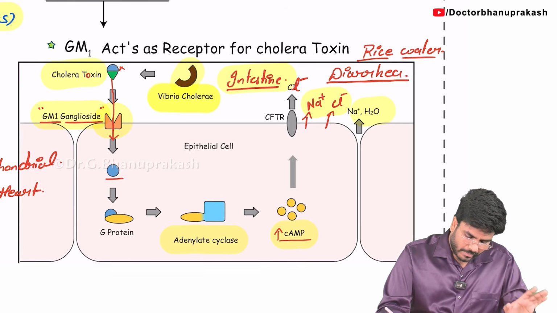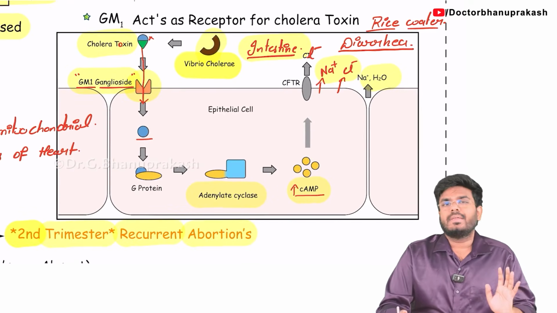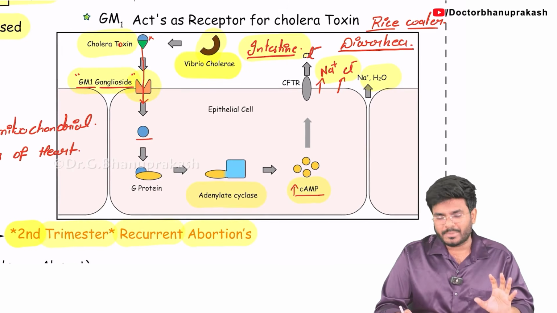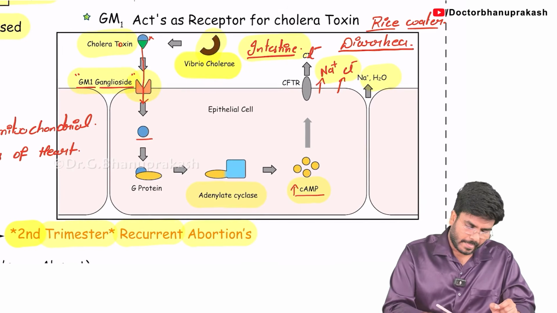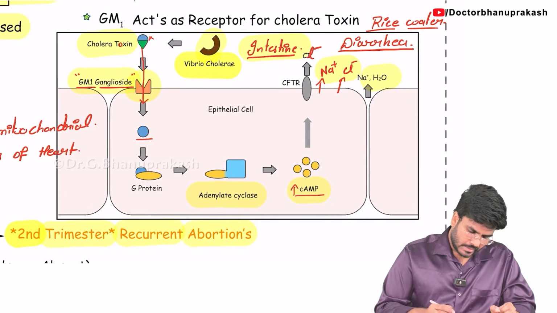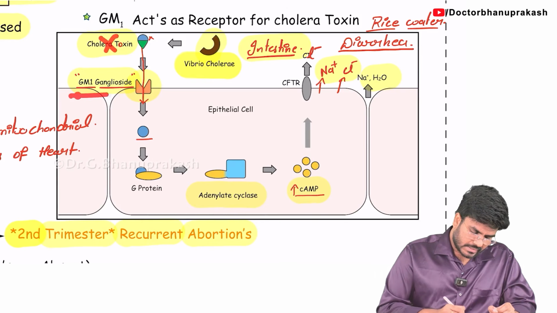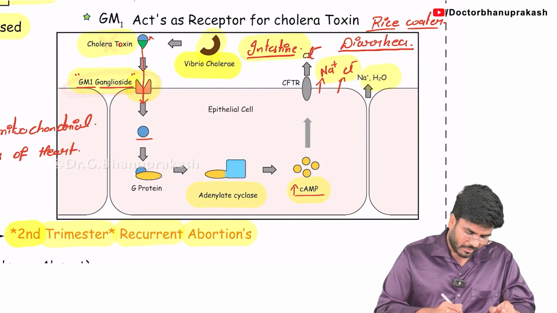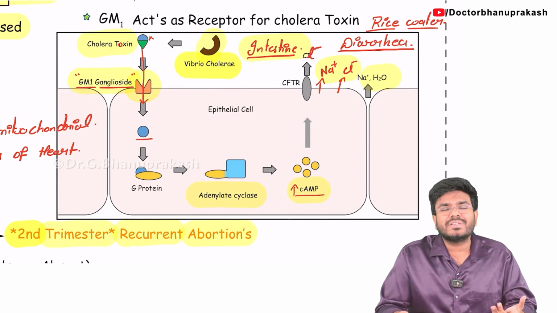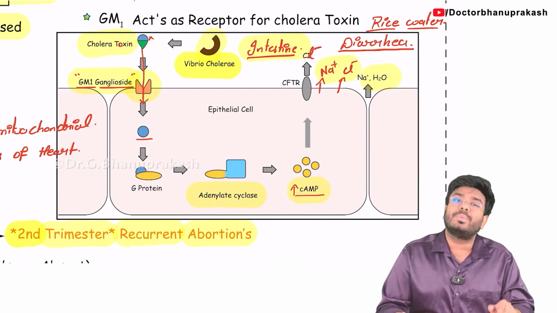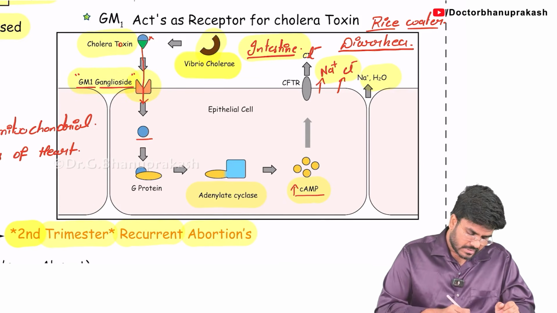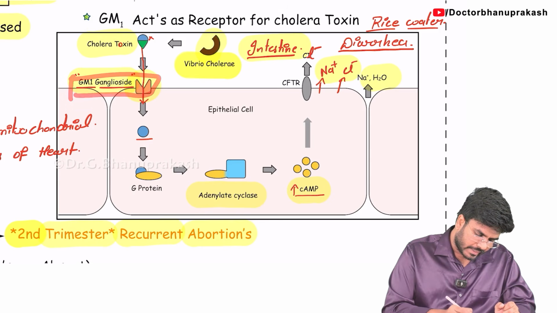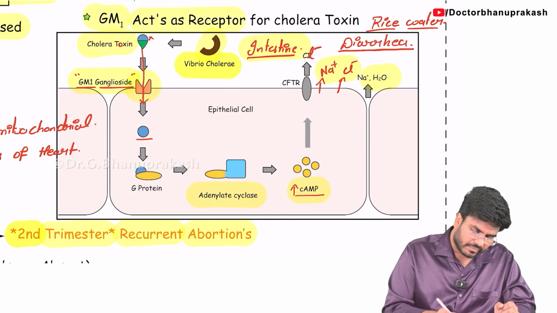Now why I'm telling all this is because of how the questions are going to come up in your exam. The questions will come from this area. Questions are: cholera toxin uses GM1 ganglioside, so what exactly is this GM1 ganglioside? GM1 ganglioside is nothing but a lipid. Which type of lipid? It's a glycolipid. GM1 ganglioside acts as a receptor for cholera toxin.